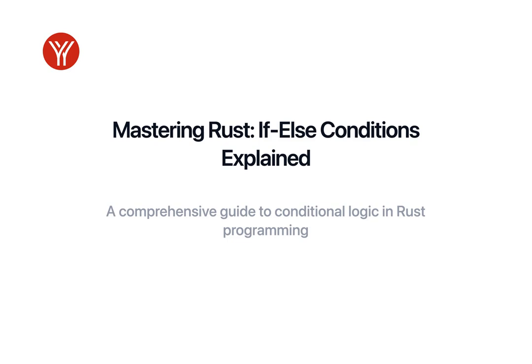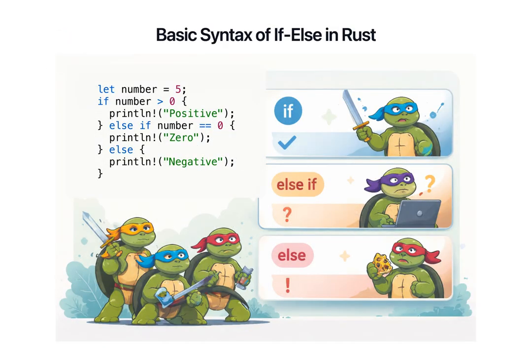Mastering Rust, If-Else Conditions Explained. A comprehensive guide to conditional logic in Rust programming. In Rust, the if statement checks a condition. Else if handles further checks, and else provides a fallback when no conditions are met.